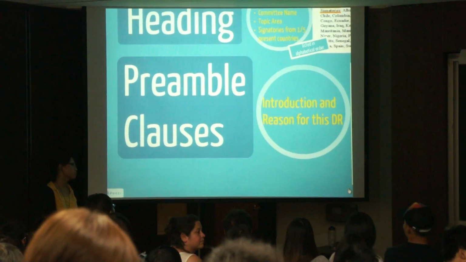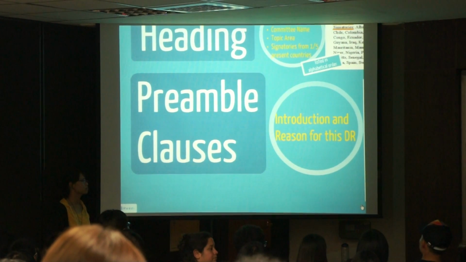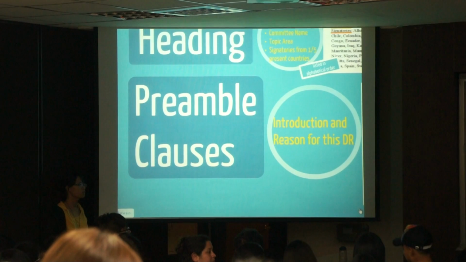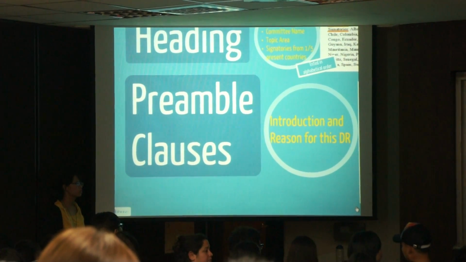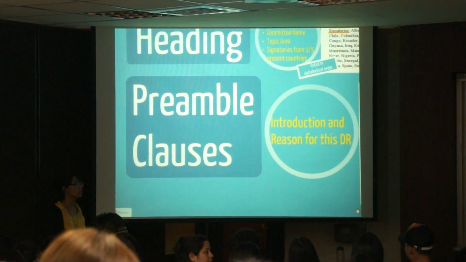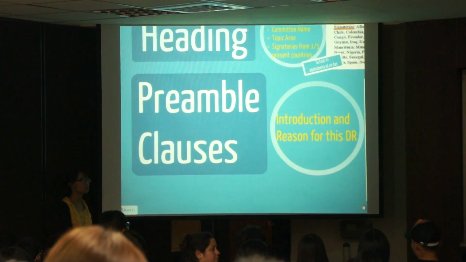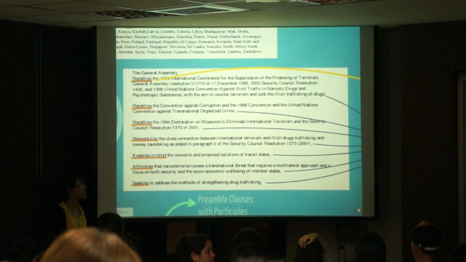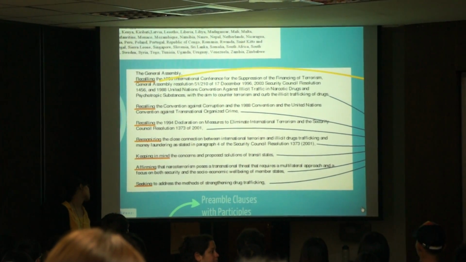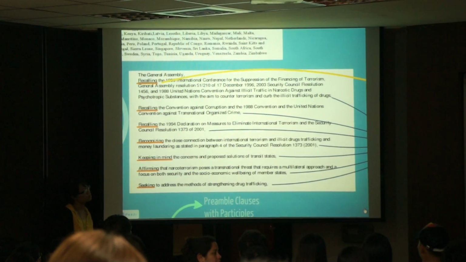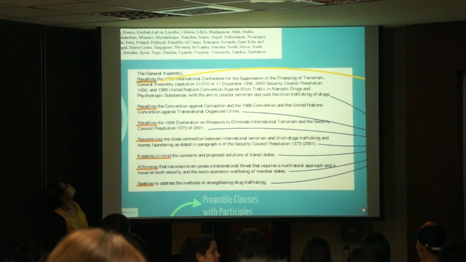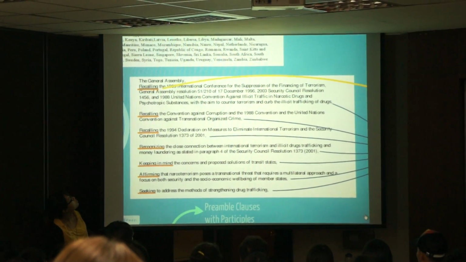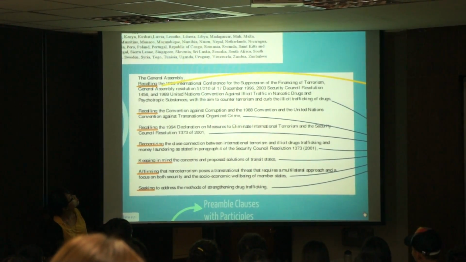And here come preamble clauses. What are preamble clauses? Preamble clauses are like the introduction and the reason for this DR. They tell you why we want to draft this DR, but they don't have any realistic action or realistic effect. Take a look at the preamble clauses in this DR. The General Assembly, recalling blah blah blah, recalling the Convention Against Corruption and the 1988 Convention and the United States blah blah blah. So this is why we want to draft the DR.